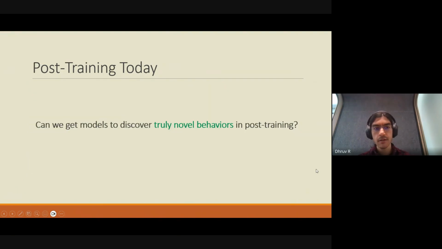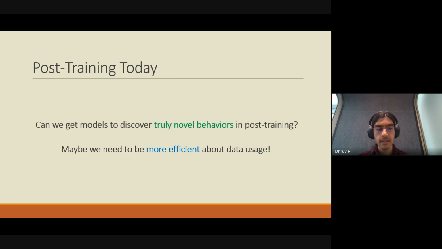And this raises the question of, can we do better than this? Can we get models to discover truly novel behaviors in post-training? And what I mean by truly novel is maybe behaviors that were quite rare for the base model itself to be able to perform. And maybe one hope is that we can achieve this if we are more efficient about data usage. Maybe the amount of data we have and the algorithms that we have are just not enough. Maybe the algorithms are not efficient enough to be able to discover rare behaviors.